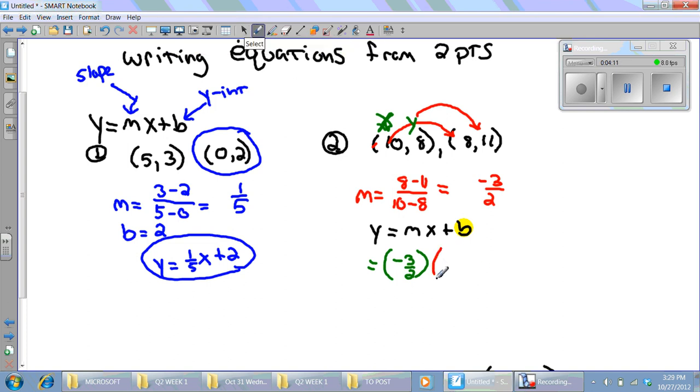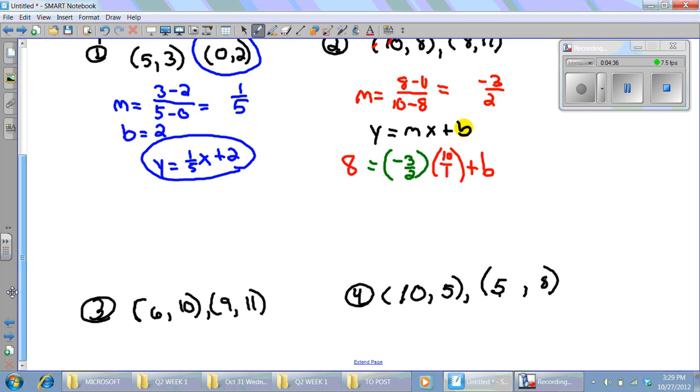I'm going to write 10 in for x, but since the slope is a fraction, I'm going to put it as 10 over 1. And the y value then must be 8. I'm going to simplify the right-hand side of this equation by multiplying negative 3 over 2 times 10 over 1. And then I will go ahead and get b alone by either adding or subtracting whatever I get.